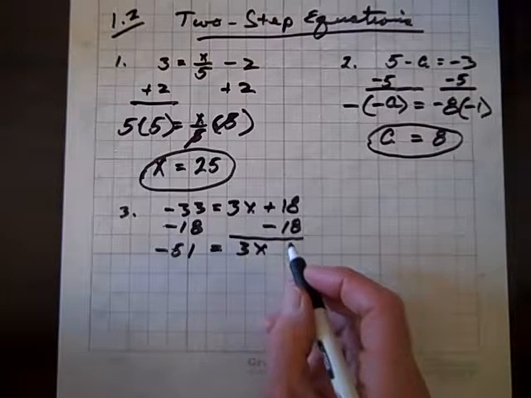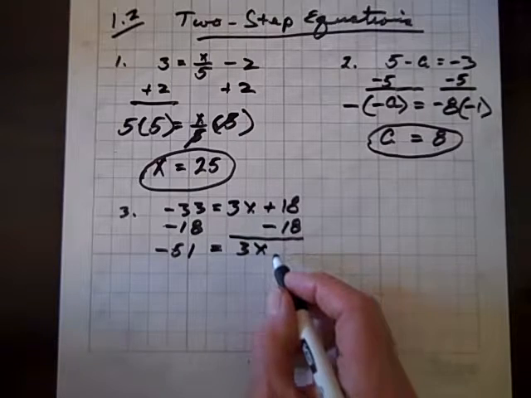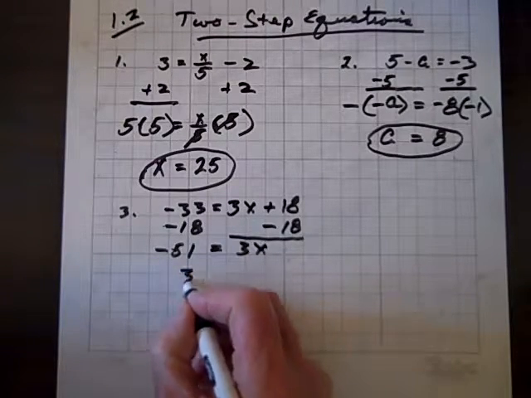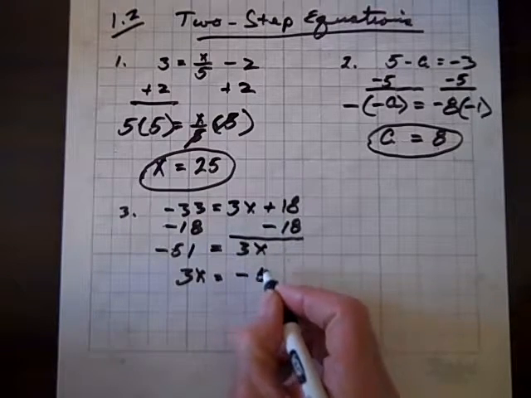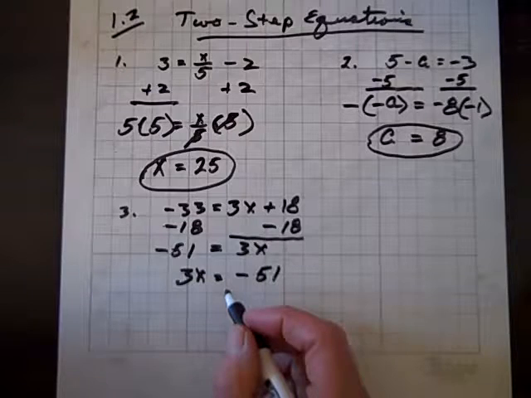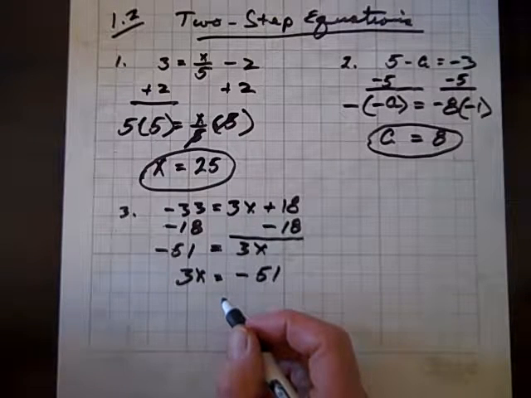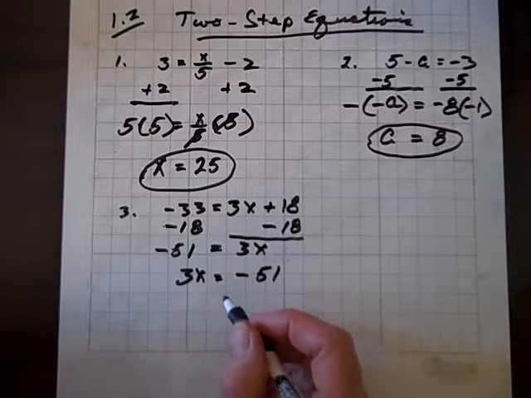So now we have to isolate x, and I'm going to rewrite that in this form. 3x equals negative 51. I prefer the variable on the left by convention, and you'll see that's the case in textbooks when it comes to final answers.